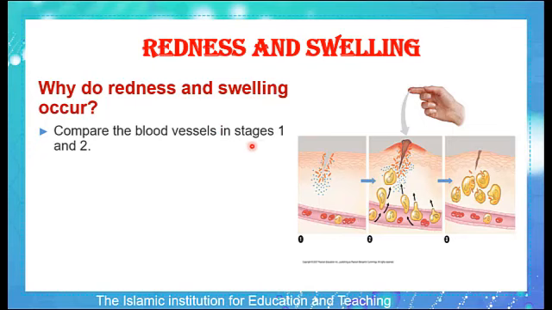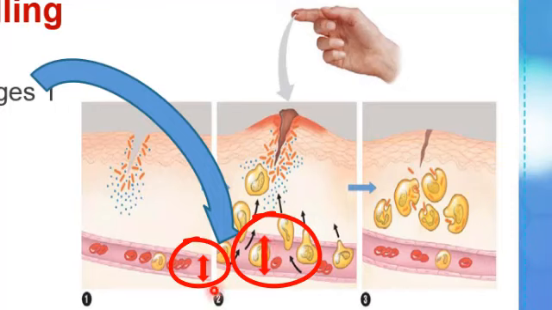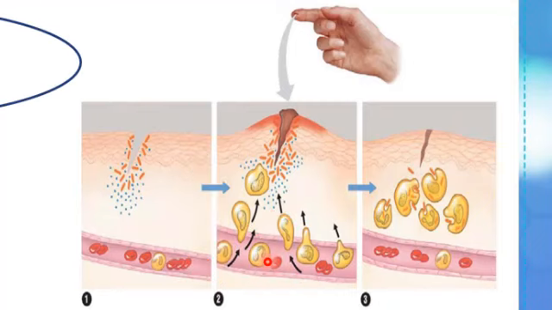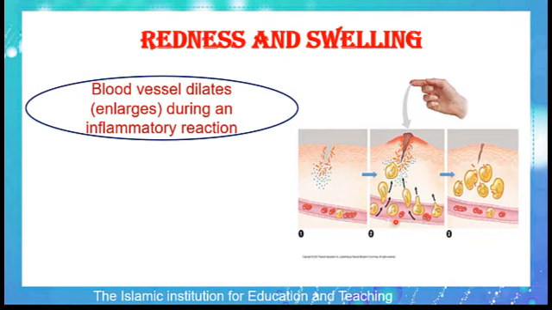Let's compare the blood vessels in stages 1 and 2. Stage 1 is before inflammatory action and stage 2 is after inflammatory action. Excellent! The blood capillaries after the inflammatory action is larger. Then, blood vessels dilate or enlarge during an inflammatory reaction. But why do they enlarge?